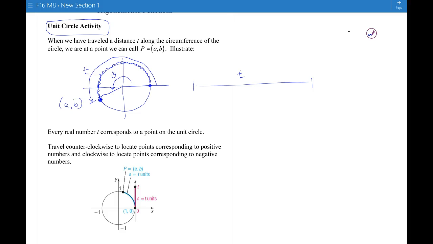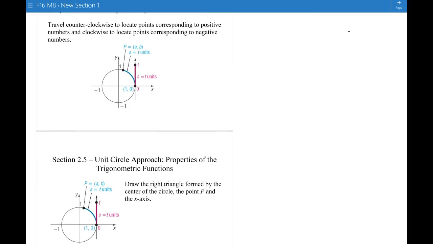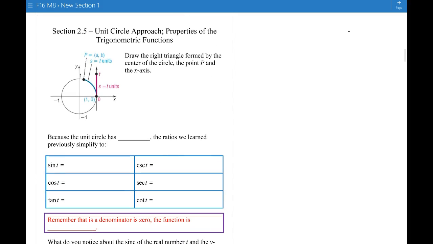So every real number t, 6, -42, 7/8, corresponds to a point on the unit circle that's the distance traveled along its circumference. If we travel counterclockwise, we go to positive numbers, and clockwise to find points corresponding to negative numbers. So let's draw the right triangle formed by the center of the circle, the point P, and the x-axis. We drop a perpendicular straight down from P to the x-axis. So we have a right angle with that perpendicular and the x-axis. And then notice that this hypotenuse is r, which is equal to 1.